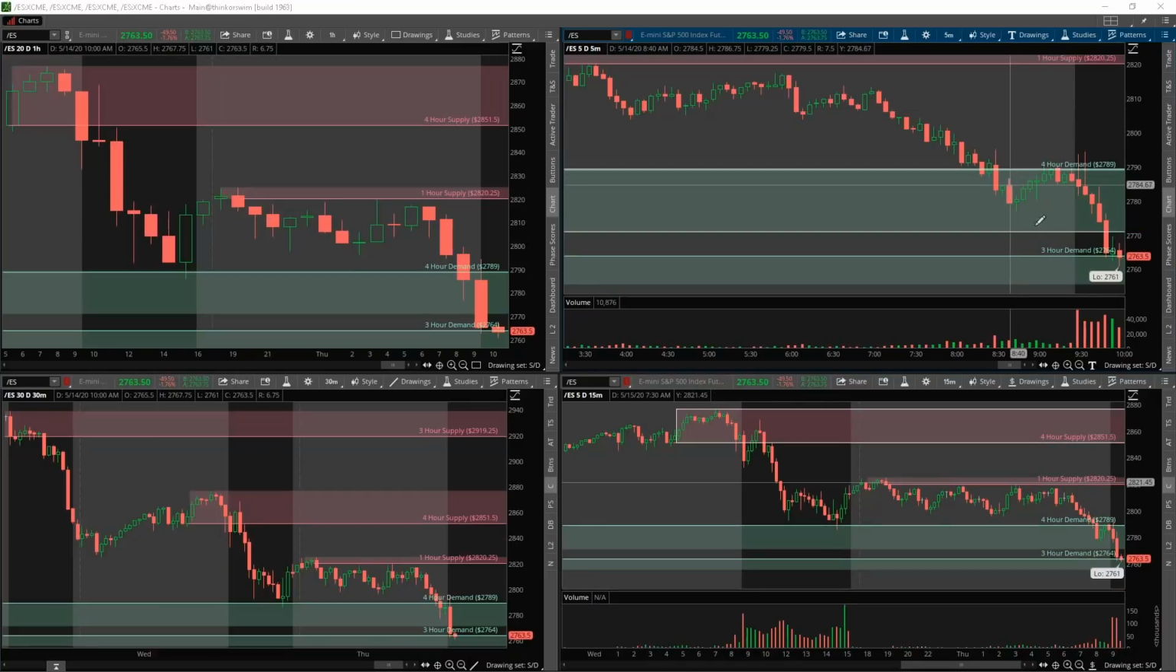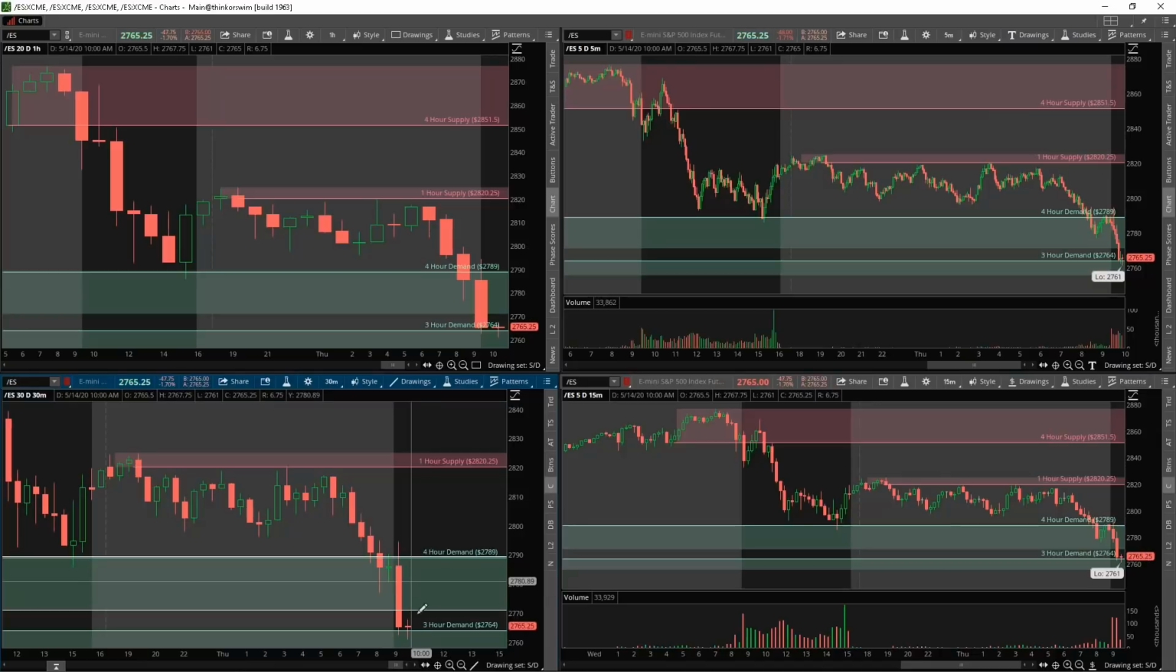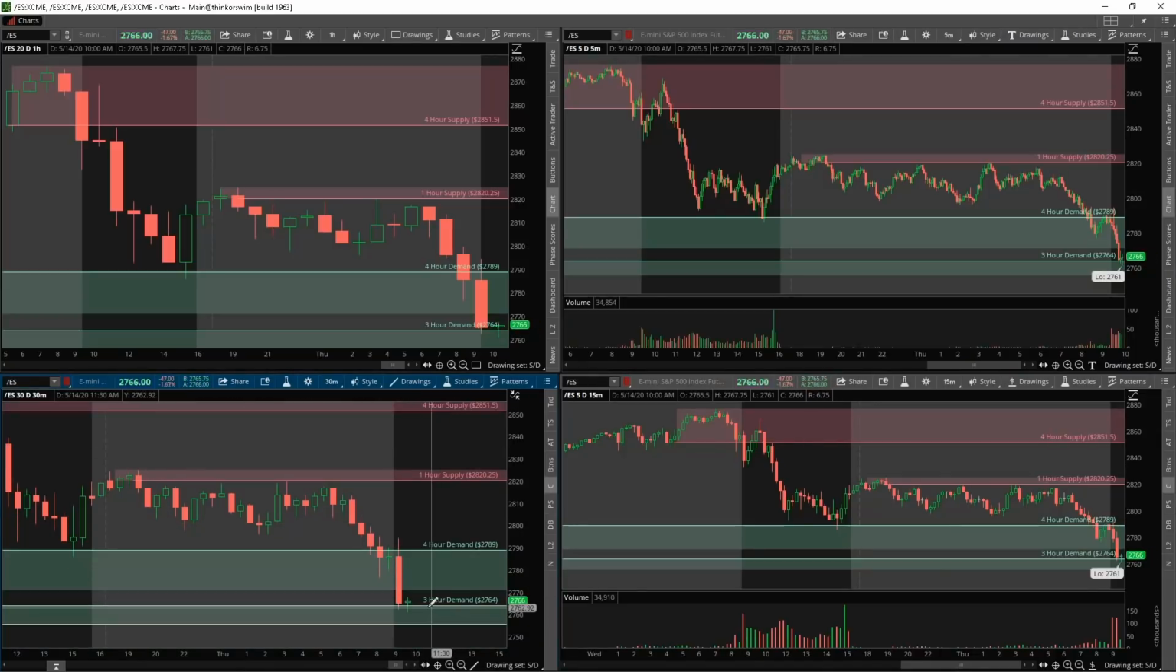So we finally made a move into this 27.64 3-hour demand, but we're still not bouncing yet. I don't know why no demand is actually holding, or why no buyers or bidders are stepping in. So it's very important for us to wait for confirmation. We could take a riskier type of trade because this zone is about 10 points, from 27.64 to 27.55. This is about a 10-point risk for a potential 60-point return to the upside if the market does move into the nearest supply zone.